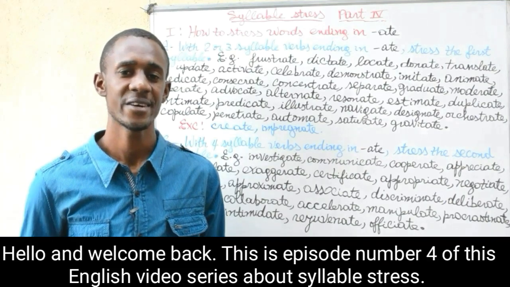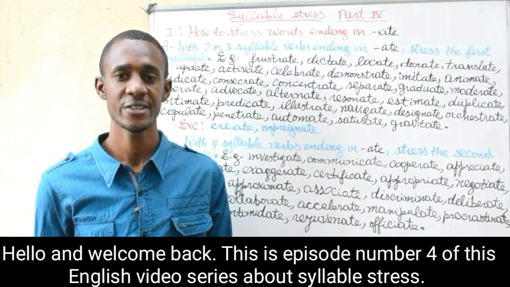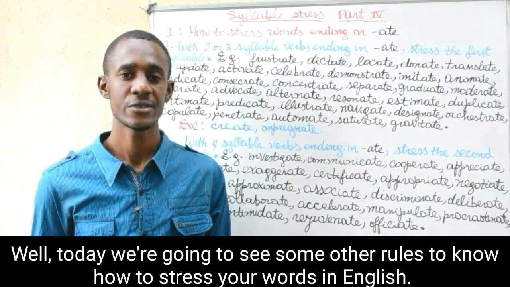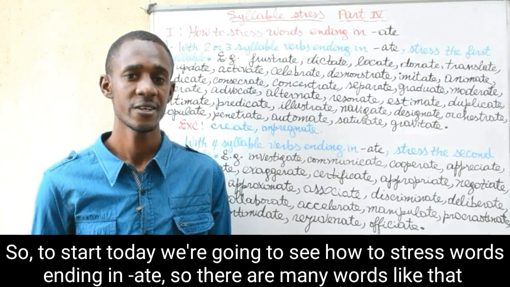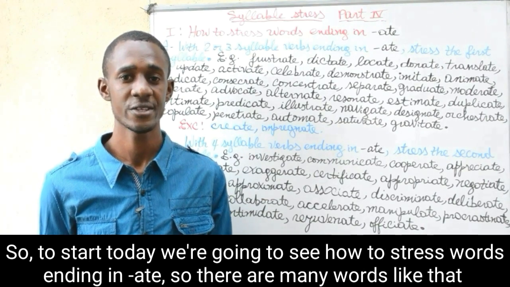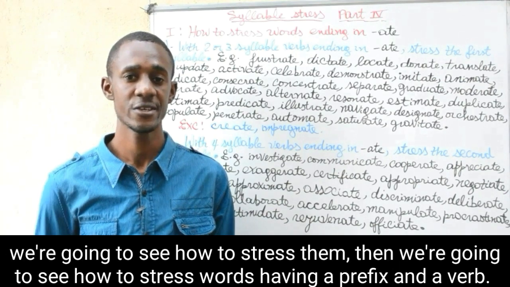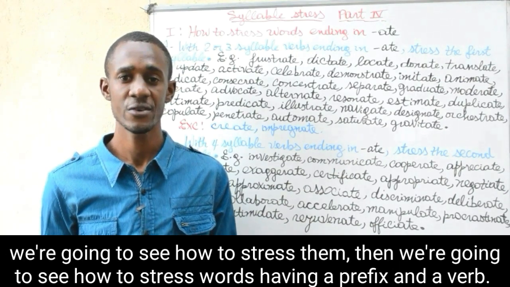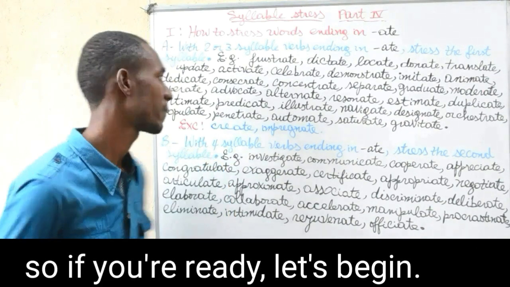Hello and welcome back. This is episode number 4 of this English video series about syllable stress. Today we're going to see some tools to know how to stress your words in English. To start, we're going to see how to stress words ending in ATE. There are many words like that. Then we're going to see how to stress words having a prefix and a verb. So if you're ready, let's begin.